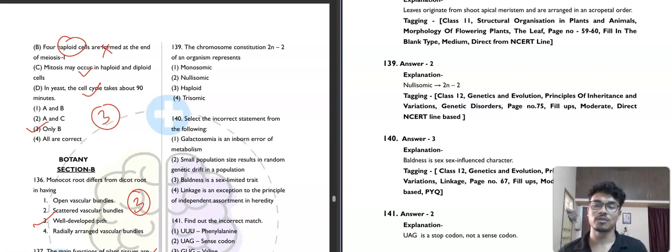It is saying that the chromosome constitution 2n-2 of an organism represents monosomic, nullisomic, haploid or trisomic. So this represents nullisomic. So the second option will be your correct answer.